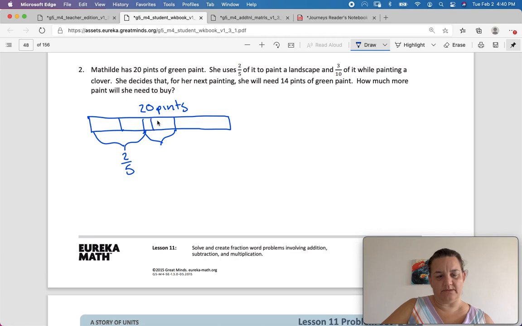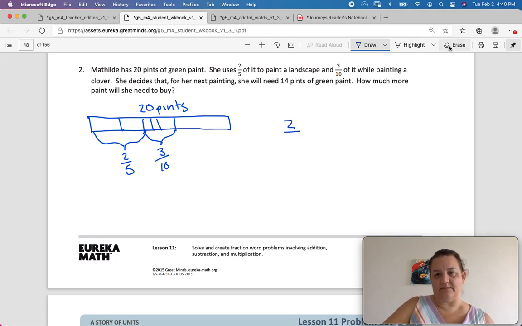Right? So 1, 2, 3/10 of it while painting a clover. She decides that for her next painting, she will need 14 pints of paint. So we need to figure out how much is this and how much is this.